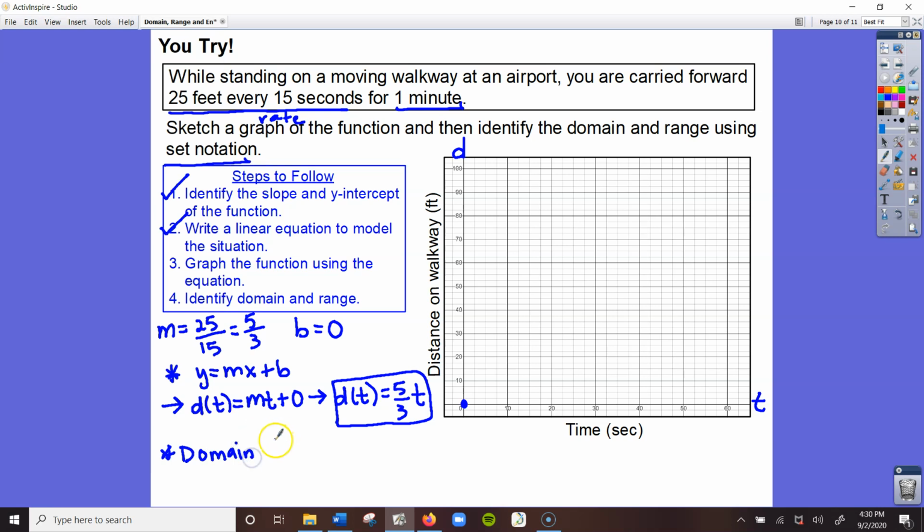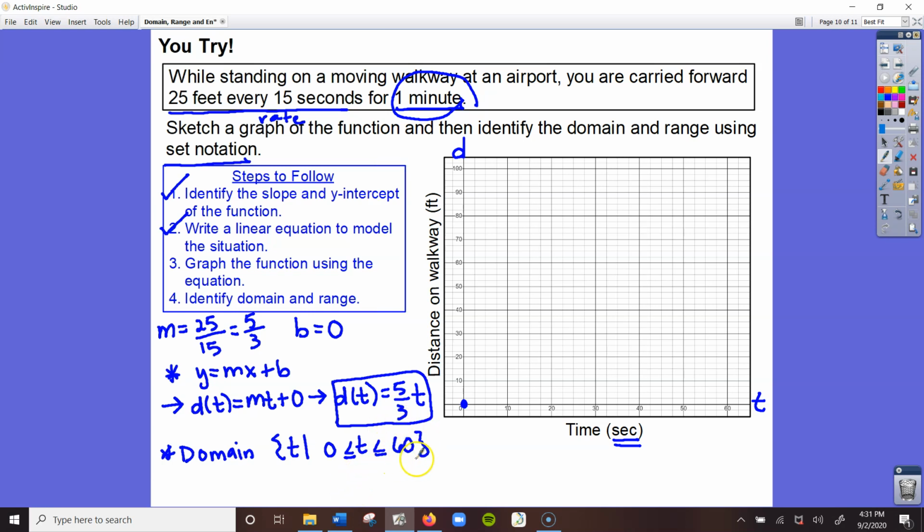So I'm going to set up my set notation here by opening up my brace and defining my variable. Since this is domain, I'm using t. I'm setting up my inequality in the center. We start traveling when t is equal to 0. Then it says that we're traveling for 1 minute. But if I look on my graph, time is in seconds, and 1 minute is equivalent to 60 seconds. So we're going to stop traveling at 60 seconds. And since these are real times, I'm going to include these numbers.